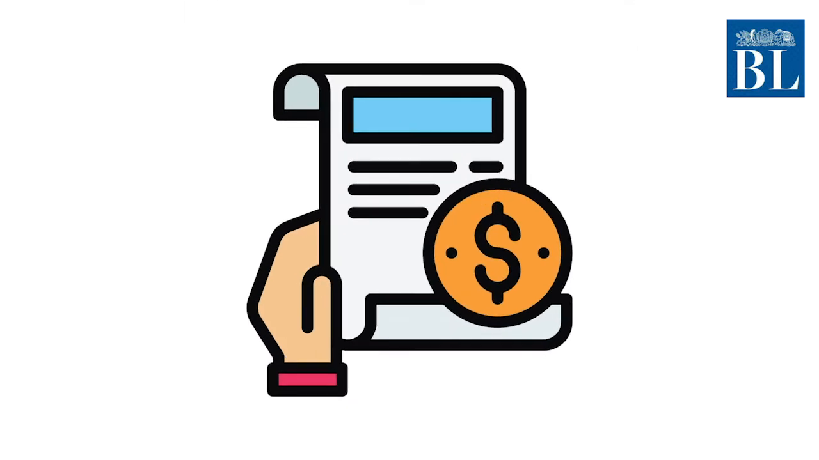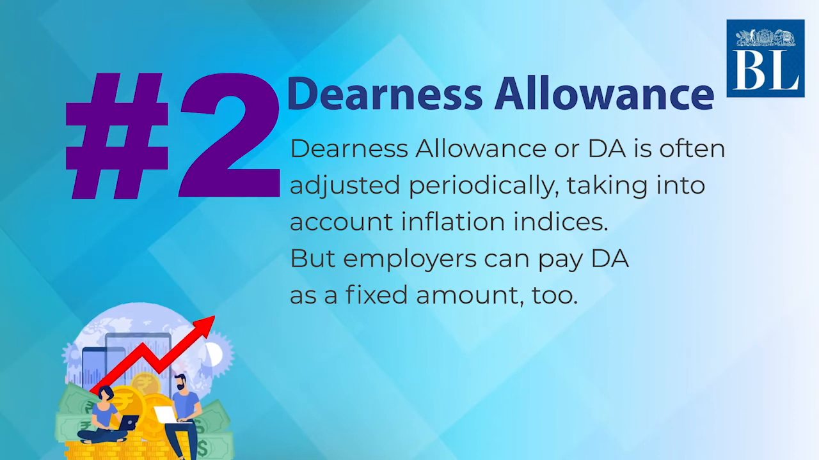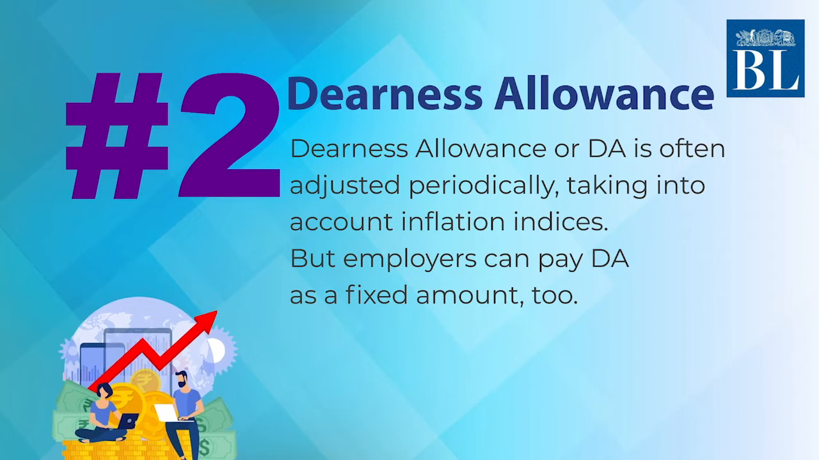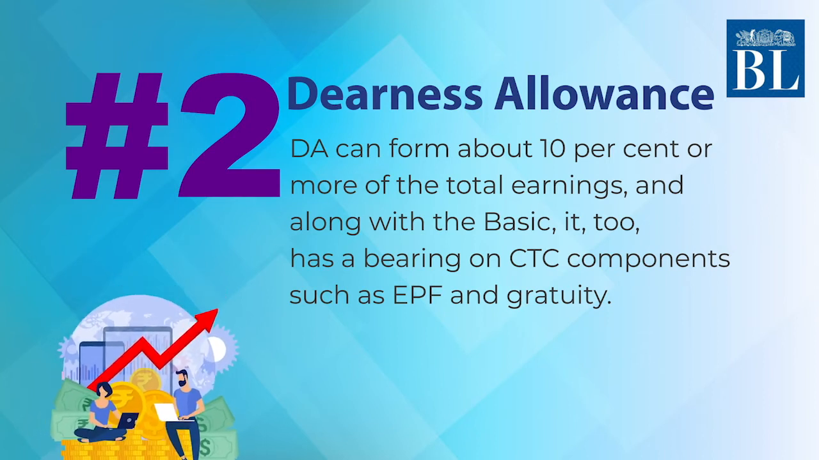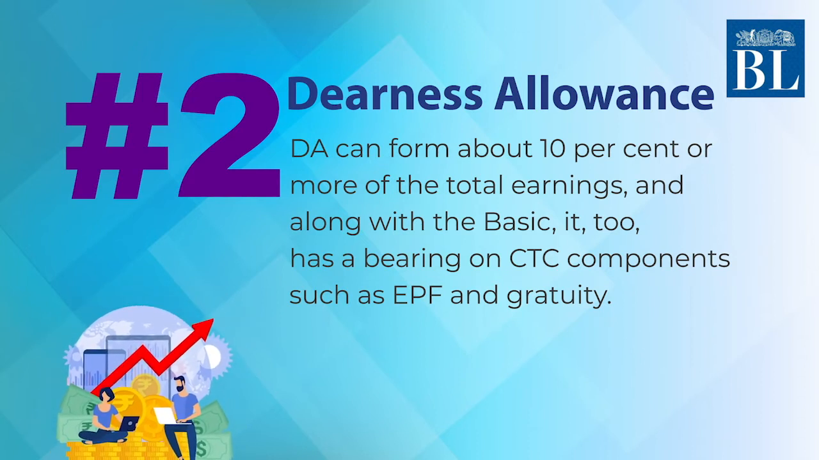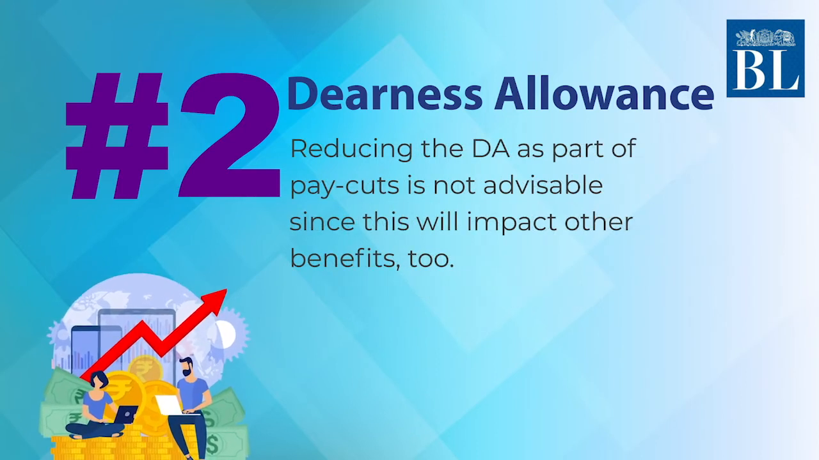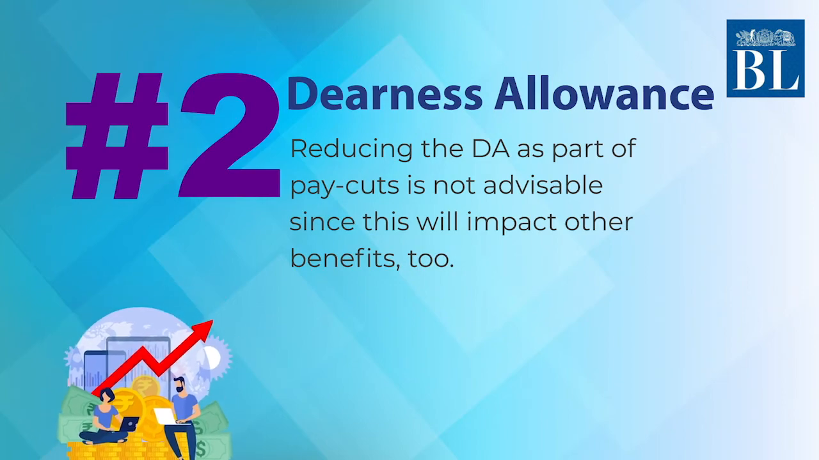Let's look at some of the allowances that are mentioned in the payslip. The DA allowance or DA is often adjusted periodically, taking the inflation indices into consideration. But employers can pay the DA as a fixed amount as well. The DA forms at least 10% of the total earnings. Both the DA and the basic pay influence certain components of the cost to company. These include the Employee Provident Fund or the EPF and gratuity. Reducing the DA as part of the pay cuts is not advisable, as this will impact other benefits as well.